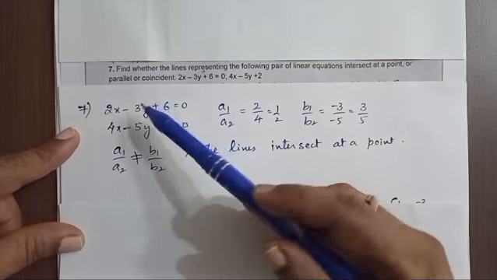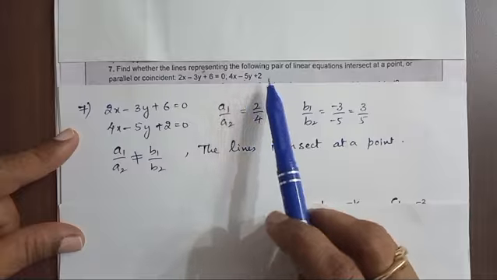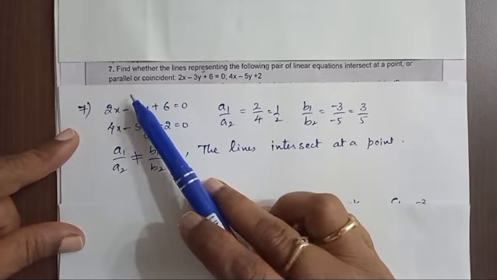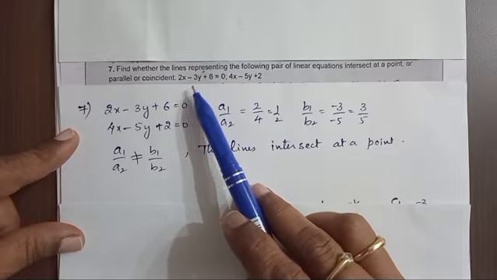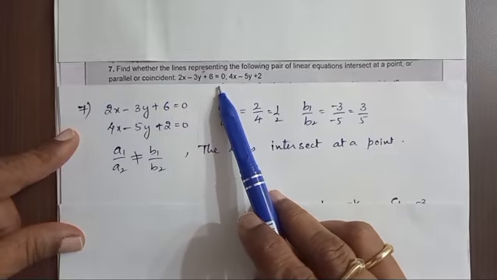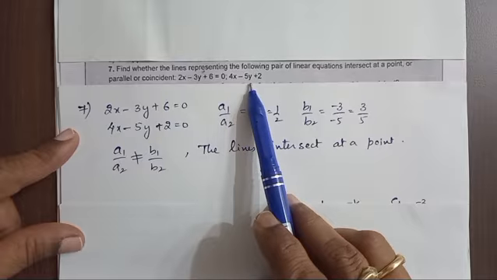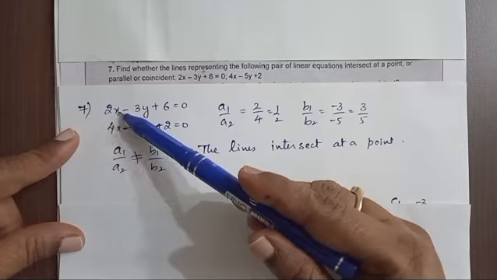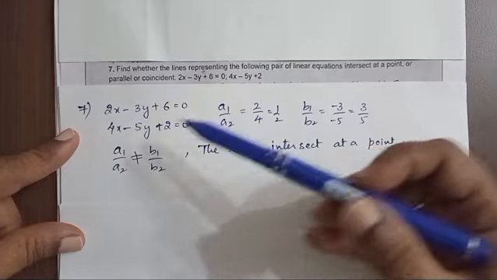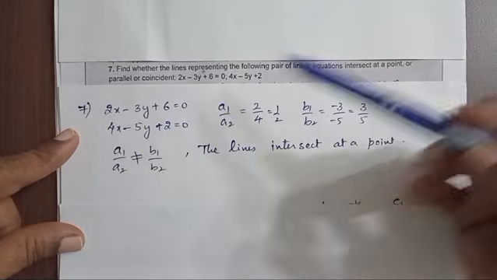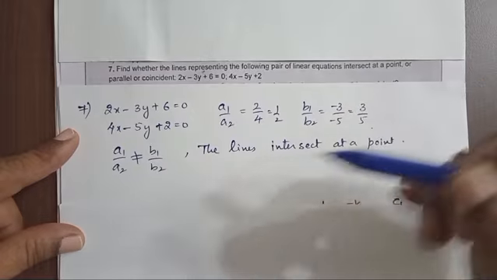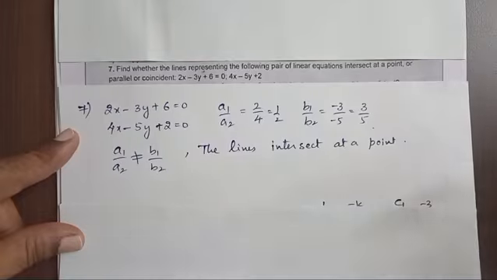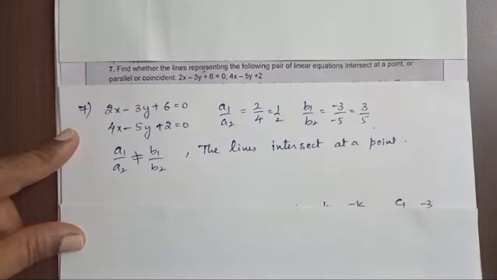Seventh question. Find whether the lines representing the following pair of linear equations intersect at a point or are parallel or coincident. 2x minus 3y plus 6 is equal to 0, 4x minus 5y plus 2 is equal to 0. The ratio a1 by a2 is 2 by 4, which is 1 by 2. b1 by b2 is minus 3 by minus 5, which is 3 by 5. Since a1 by a2 is not equal to b1 by b2, the lines intersect at a point.